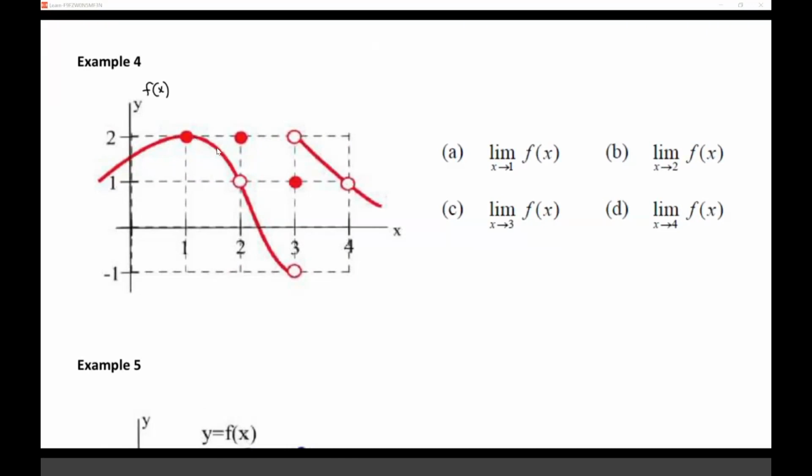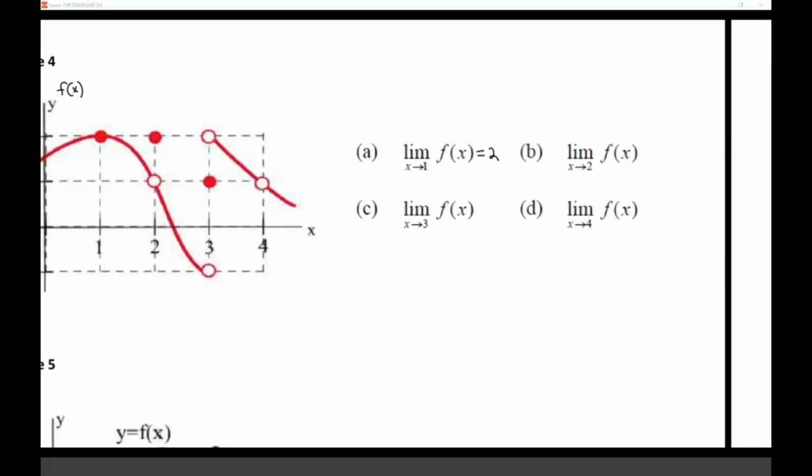Okay, I'm asking about the y value as I approach x equals 1 from the right. It's 2, right? See the solid dot? f of 1 also equals 2. So what would you say about the limit as x approaches 1? It is 2.